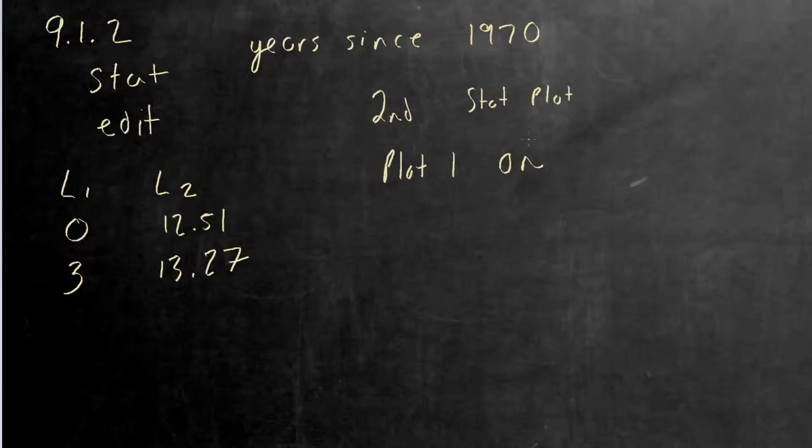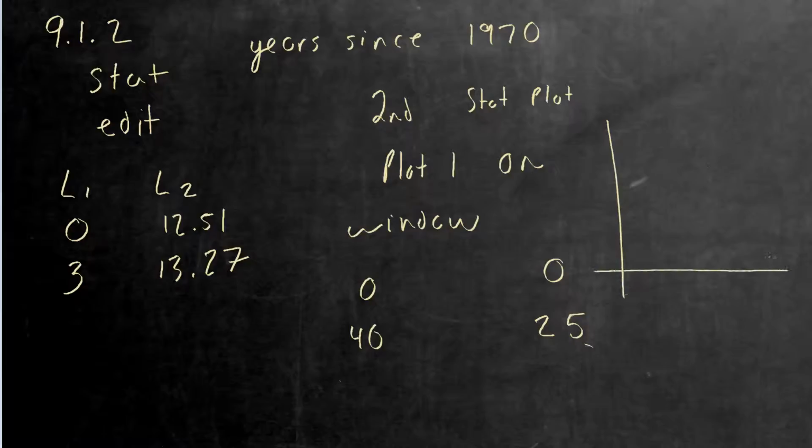And now we want to change our window. For years that started in year 0 and went to year 37, we should change our window for x's to be 0 to 40-ish. And then our y's went from, let's go from 0 to maybe 25. That would probably get us a pretty good window for seeing our scatter plot. And then remember, if you had anything else in your y equals, it'll also try to graph it. So clearing out whatever was in y equals would be a good idea. You should get a pretty solid scatter plot.